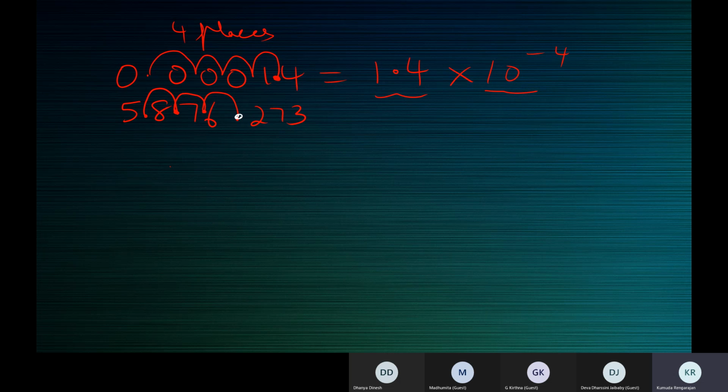So this decimal point is here. We'll have to move it like this: 1, 2, 3 places. So the number becomes 5.876273. Clearly, the number which was 5,876.273 has been brought to 5.876273. You have reduced its value. The number actually read what?